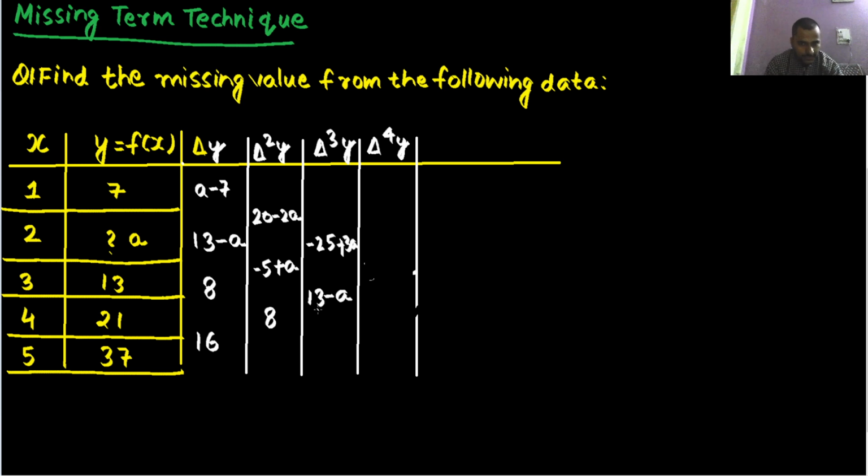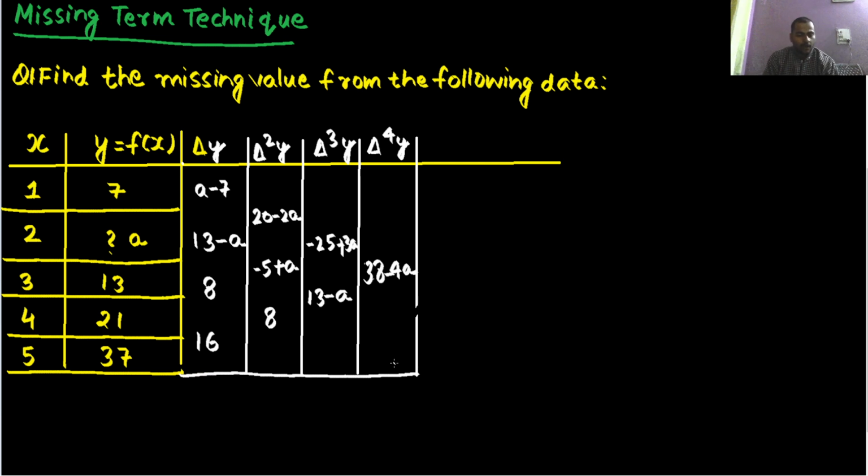So this is 13, 38, it will be there, and minus a minus 3a, so minus 4a. Okay, now comes the funda, that what will we do with this table.